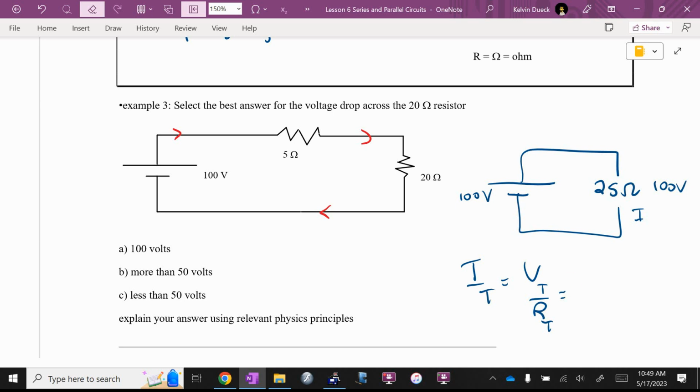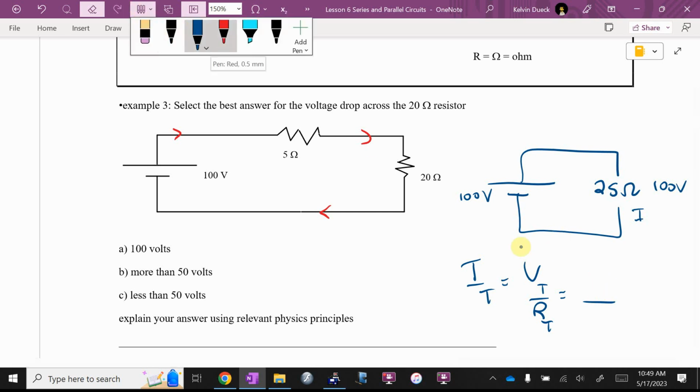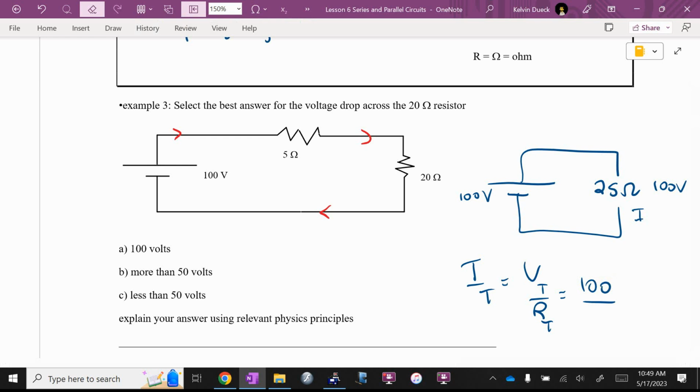What's the total voltage in this circuit from the battery, Nicole? Sorry, 48 is not the, sorry, 100. I'm doing the wrong one here. 100 is your total voltage. What's the total resistance of this circuit? And once you've done that in your head, what's the total current?